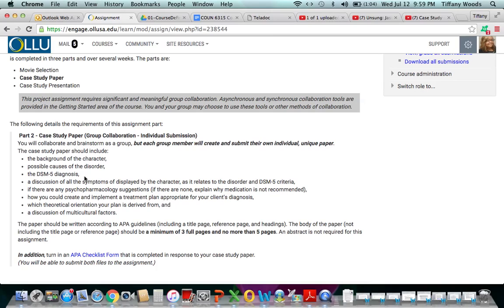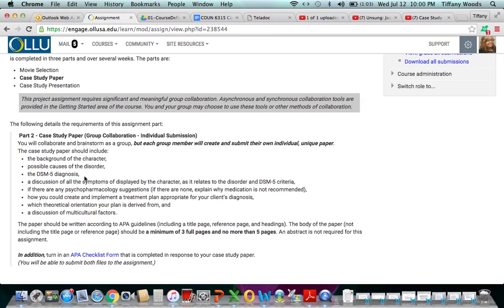A discussion of all the symptoms displayed by the character. So you should have the symptoms that the character has, along with examples of where these symptoms have taken place, along with what the DSM-5 says. The DSM-5 may have 12 symptoms that they use to categorize under a certain diagnosis, but a client may only have to show 7 of those 12. So you need to tell me which 7 that the client shows and for how long.